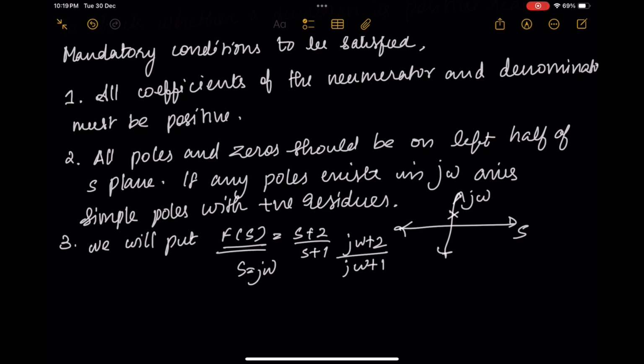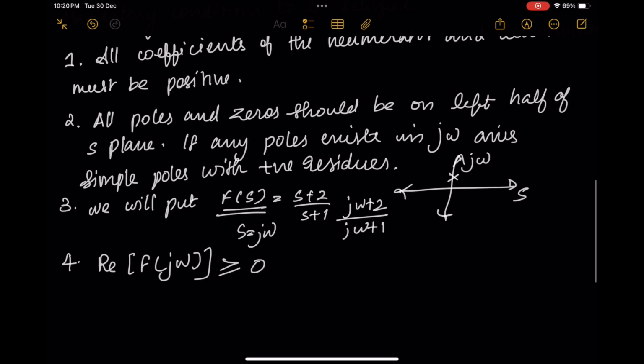Then our fourth condition: we'll find the real part of f of j omega. We have already put s equal to j omega, and we'll consider the real part of the answer and check whether it's greater than or equal to 0. If it is greater than or equal to 0, we could say that all the above four conditions are met.